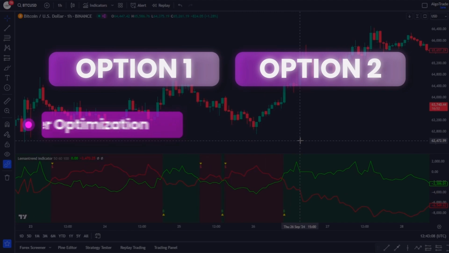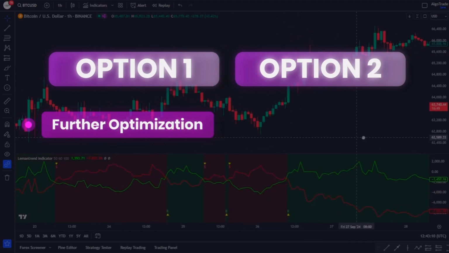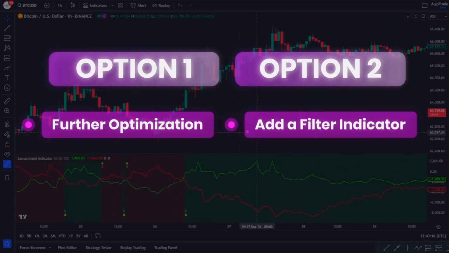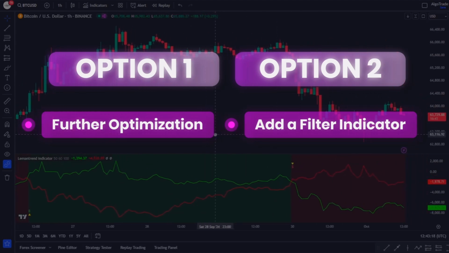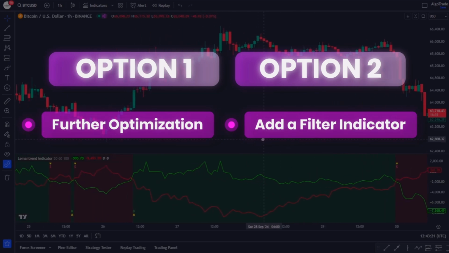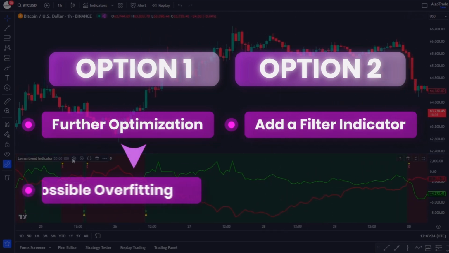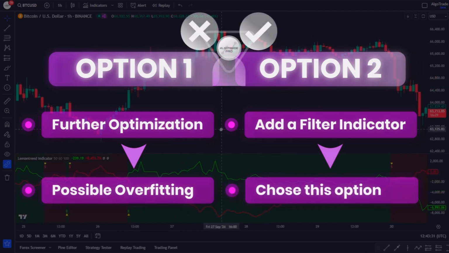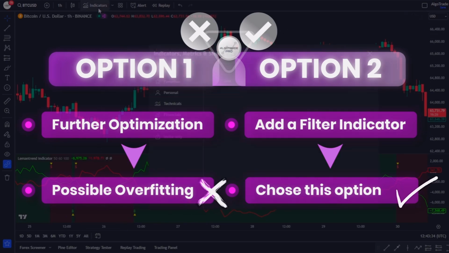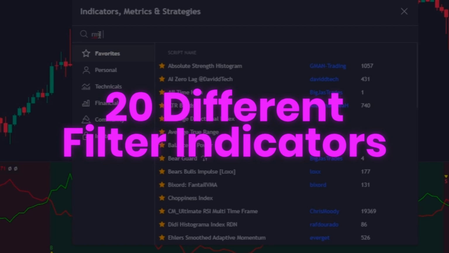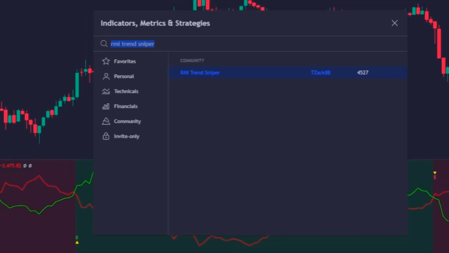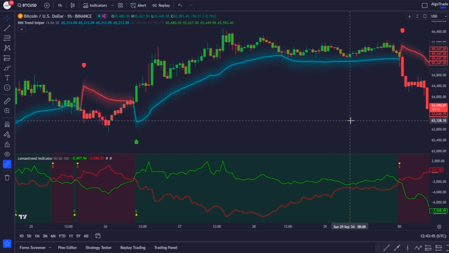Either I could further optimize the indicator settings to filter out more false signals, or I could introduce a less volatile indicator as a filter to work alongside the Leman Trend and help eliminate these fake signals. Since further optimizing the settings could lead to overfitting, making the indicator too specific and less effective in other market conditions, I decided to go with the second option. After testing about 20 different filter indicators, I chose to pair with the Leman Trend Sniper by Zach, using its default settings to avoid over-optimization.